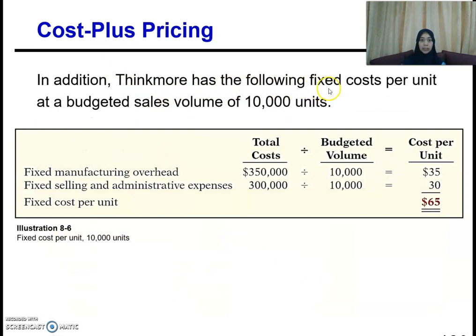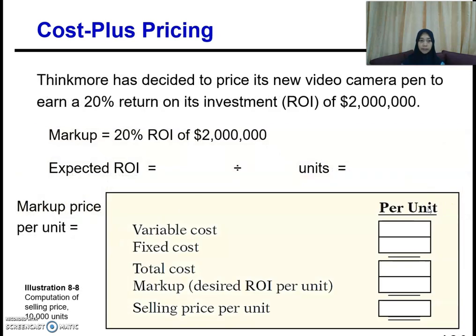In addition, Thinkmore has the following fixed cost per unit at a budgeted sales volume of 10,000 units. So this one, you have the fixed cost per unit. Okay, you have fixed manufacturing overhead of 350,000, and then fixed selling and admin expense of 300,000. So this information is given, and then this information is calculated based on a budgeted sales volume of 10,000 units. So if you were to work out per unit, then you divide by the budgeted volume. So you will get fixed manufacturing overhead per unit as 35 and fixed selling and admin as 30. So your fixed cost per unit is 65.